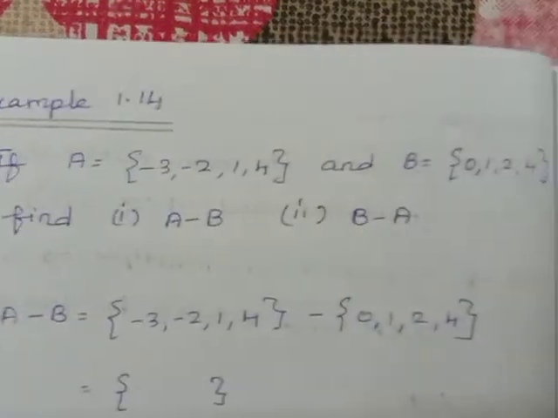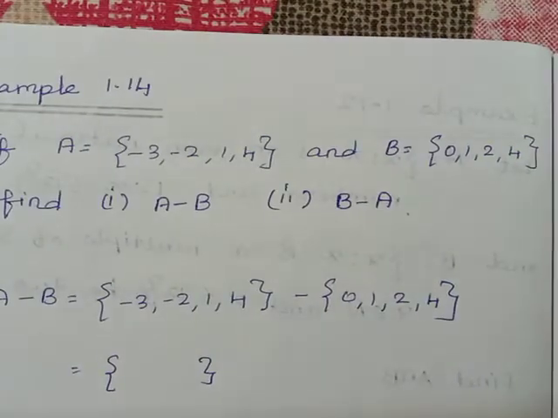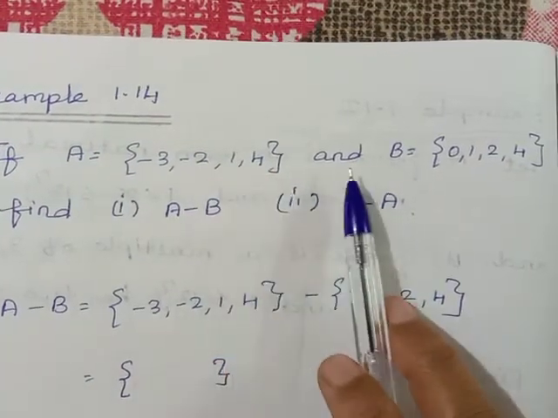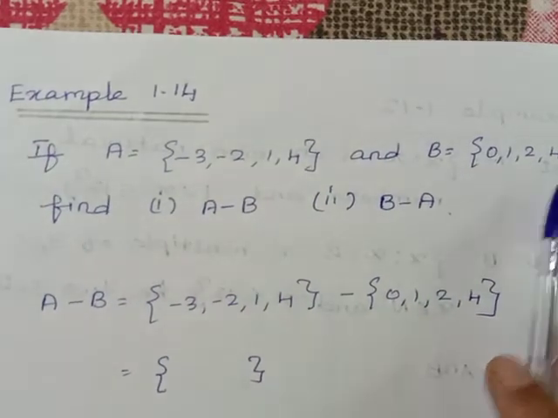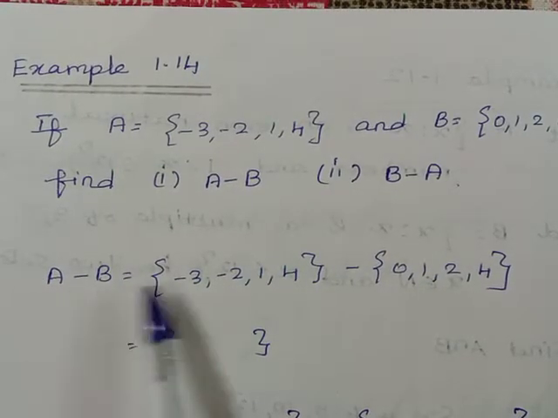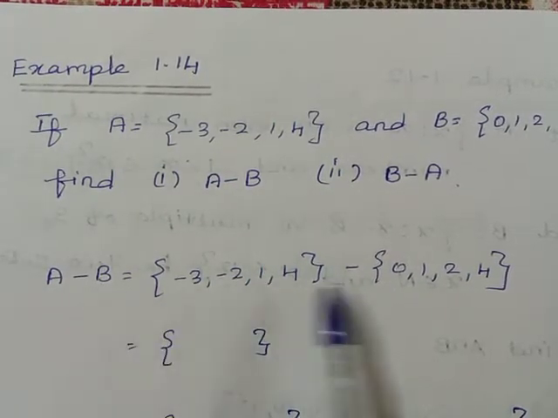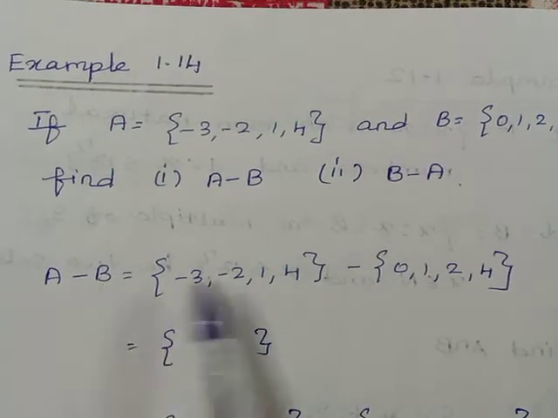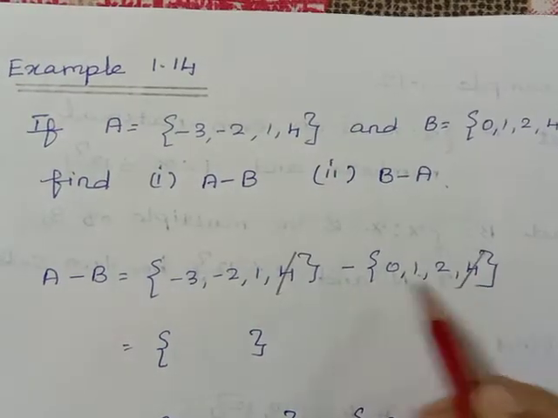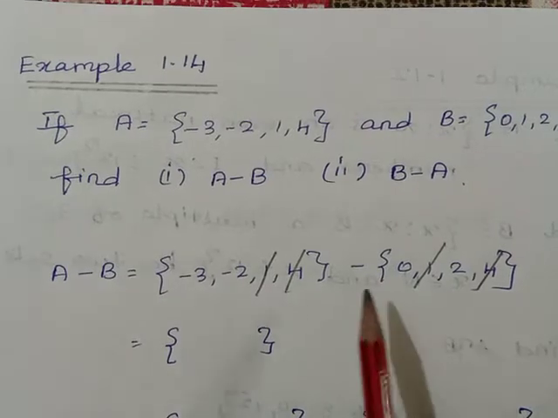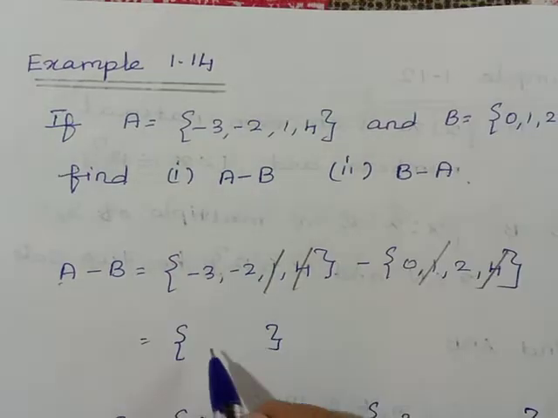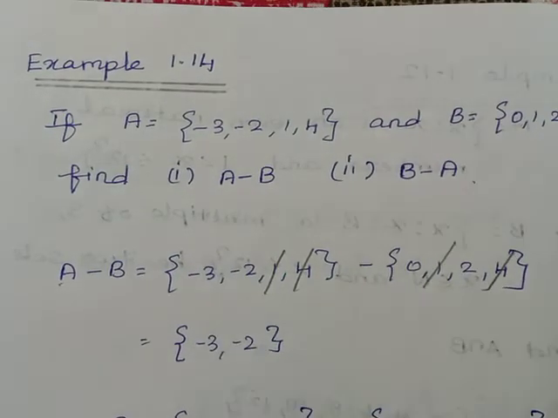Example 1.14. If A equals minus 3, minus 2, minus 4, 1, 4 and B equals 0, 1, 2, 4, find A minus B and B minus A. So A minus B. Since A is given first, I have written the values of A minus the values of B. The relationship between A and B is minus. So minus means similar numbers will cancel. 4 cancels, 1 cancels. So what is remaining in the first term gives you A minus B. So the answer is minus 3 comma minus 2.